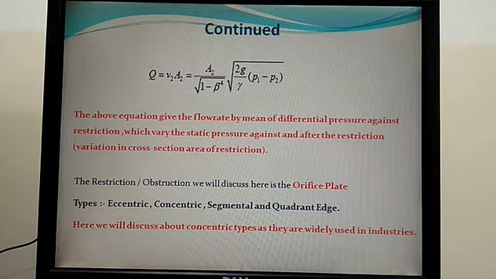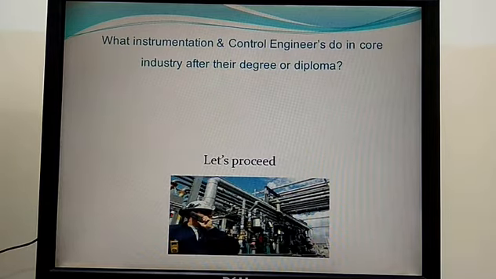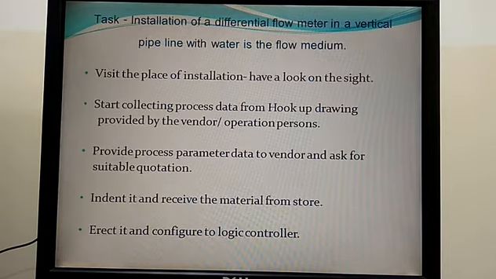You have been taught everything in your college. Now what will you do? You got puzzled about what to do. This is a new thing for me. How can I start? How will I get the data? So do not be confused, I will give you the basic concept from where you should start. In this section we will see basics of flow measurement, practical impact. What instrumentation and control engineers do in core industry after their degree or diploma. Let's proceed.